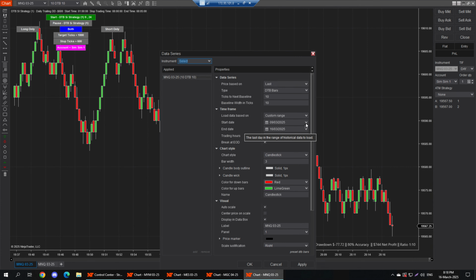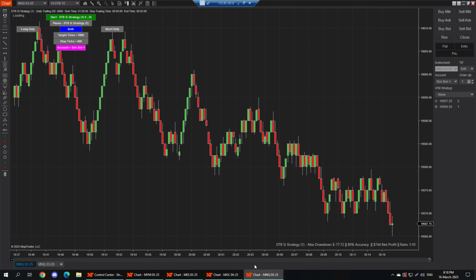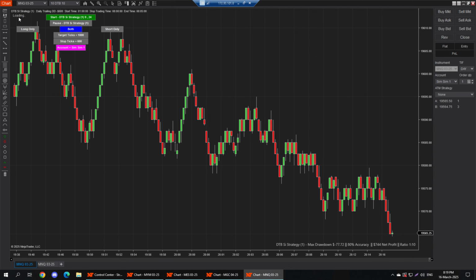If you were to go over here and change this to the 16th of February, like this, then it will load up all the data from that specific date, and we'll give that a moment to do that. It's actually going to be a lot of data, that's why it's going to take a bit long to load. Just give that a moment.